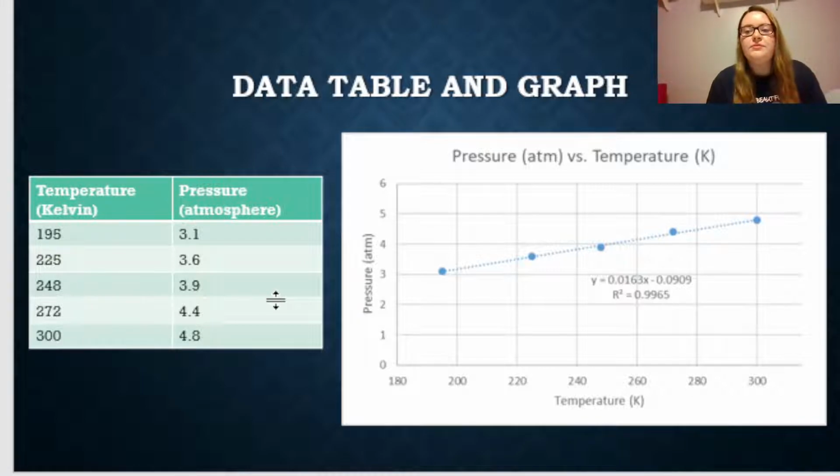And this is the first set of data I collected when I kept adding ice. Okay, so I would start at 300 Kelvin, and then it kept going down as I added ice to the system, all the way down, in this particular case, to 195 Kelvin as the temperature decreased.